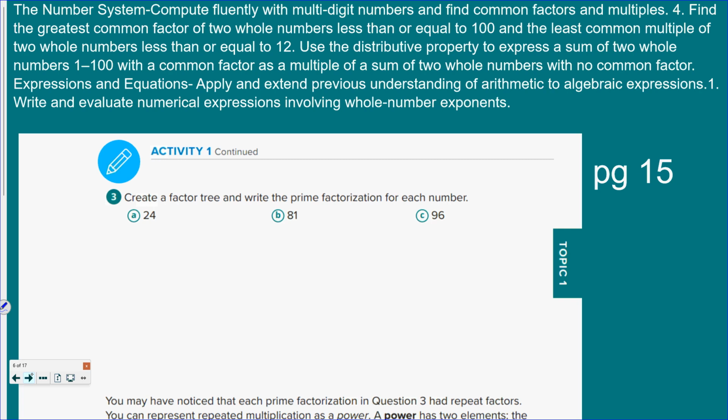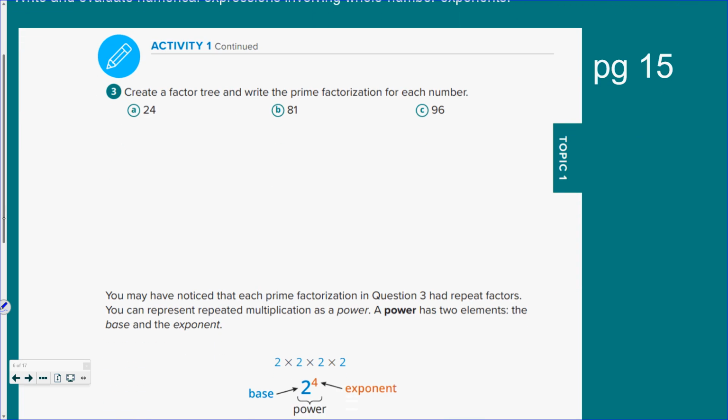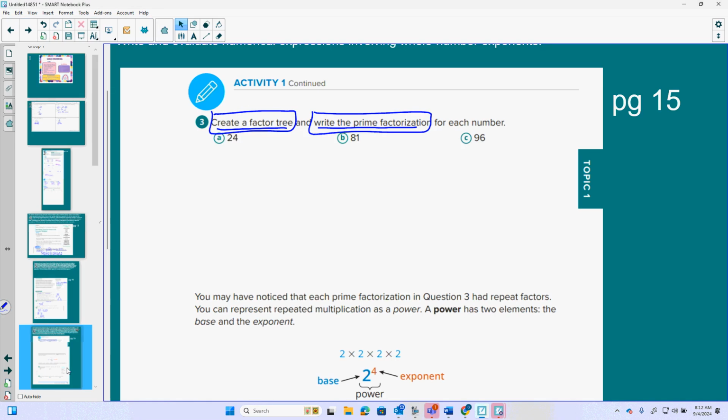Okay, now we're going to give you guys a chance to practice this on your own. So you've got 2 parts: create a factor tree and write the prime factorization for each number. So you have 2 tasks to do, and you've got 3 numbers to do it with. We'll give you about 6 minutes to try to do this, and then we'll take a break, and then we'll continue on from that point. So go ahead and start working. Try to do it on your own. Once you've got it done, you can compare answers with someone else at your table.